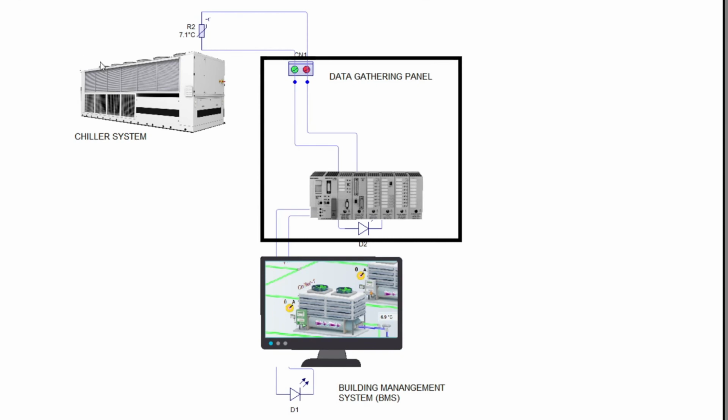Let us see some simulation process. This is the chiller temperature sensor. The sensor's wire is connected directly to the data gathering panel, where the automation controller is located. And this is the workstation.